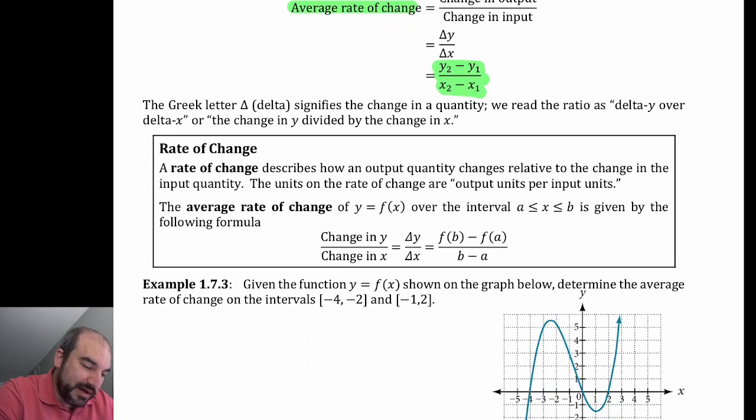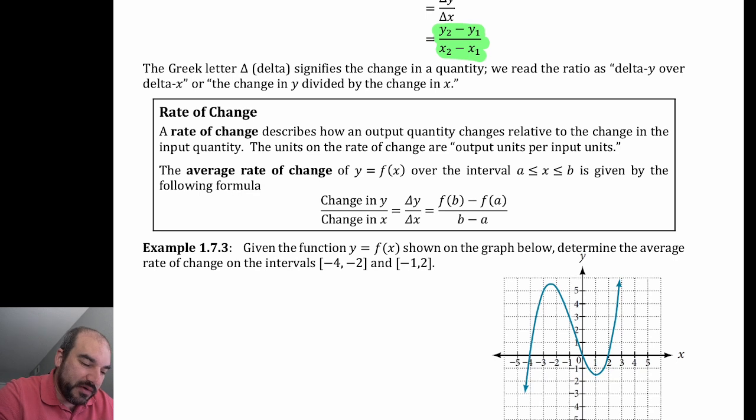Some stuff about delta, average rate of change of a function. Again, we're given a slope formula. Just instead of y2, y1, we're using function values here, f of b and f of a. We're working on an interval here from a to b. A lot of questions are going to give you an interval either in that format or they're going to write it in interval notation like that, a to b. And we find the average rate of change using the slope formula from a to b.